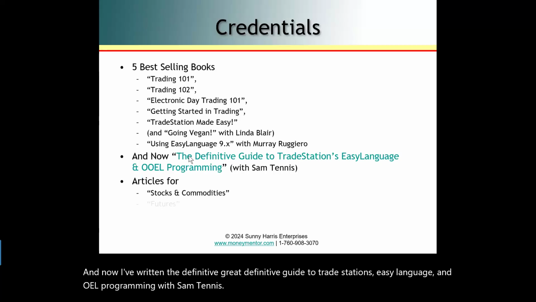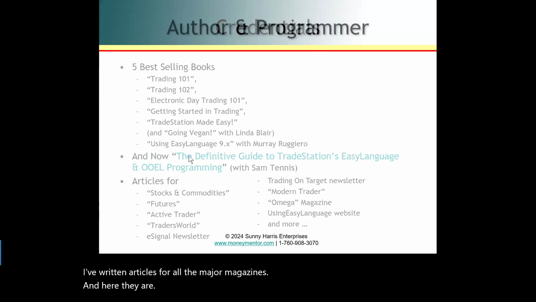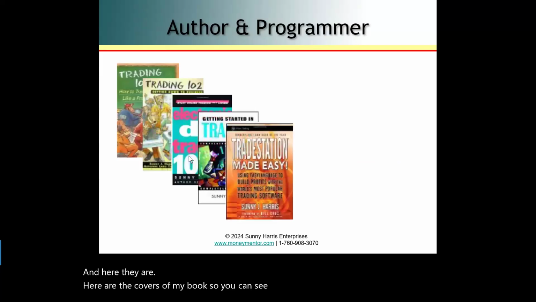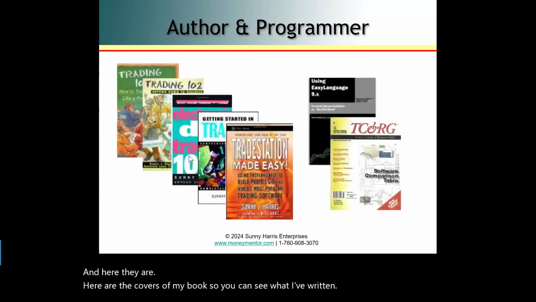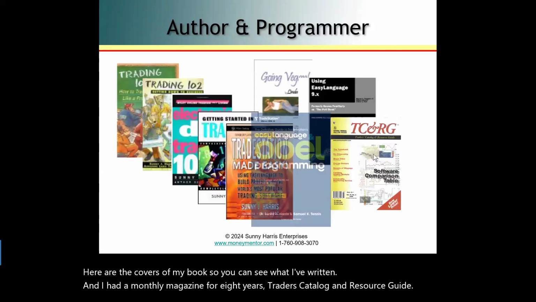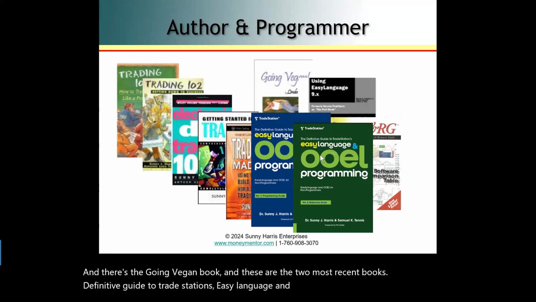I've written articles for all the major magazines. Here they are. And here are the covers of my books so you can see what I've written. And I had a monthly magazine for 8 years, Trader's Catalog and Resource Guide. And there's the Going Vegan book. And these are the 2 most recent books: Definitive Guide to TradeStation's Easy Language and OOEL Programming. That's 1,300 pages of easy instruction.